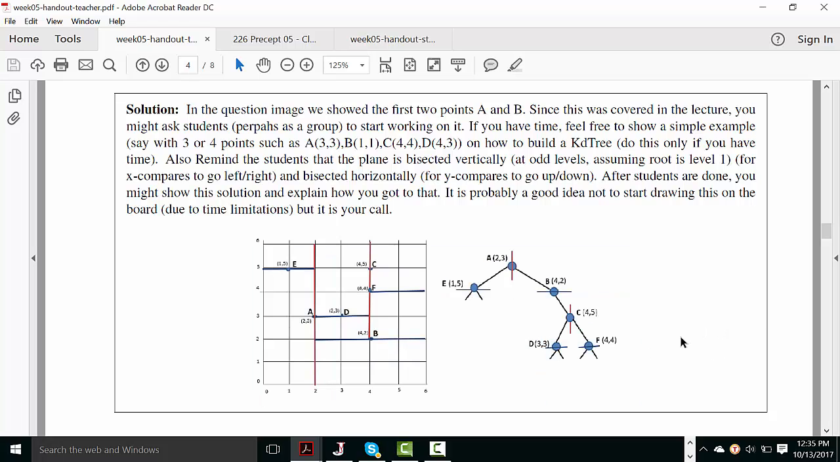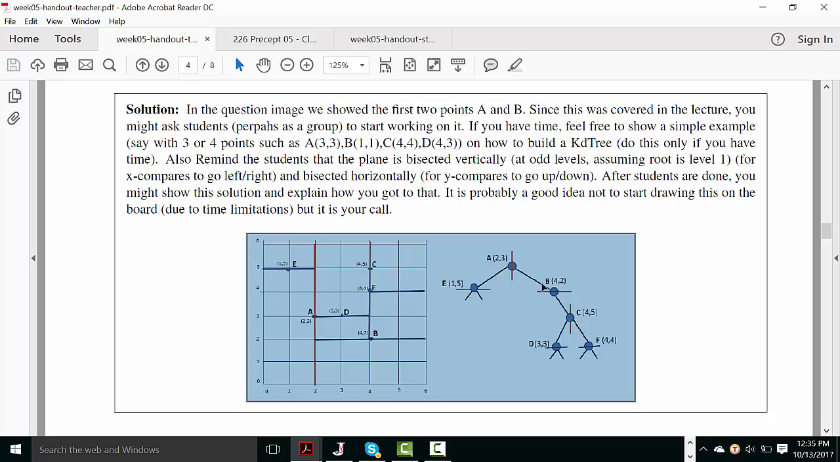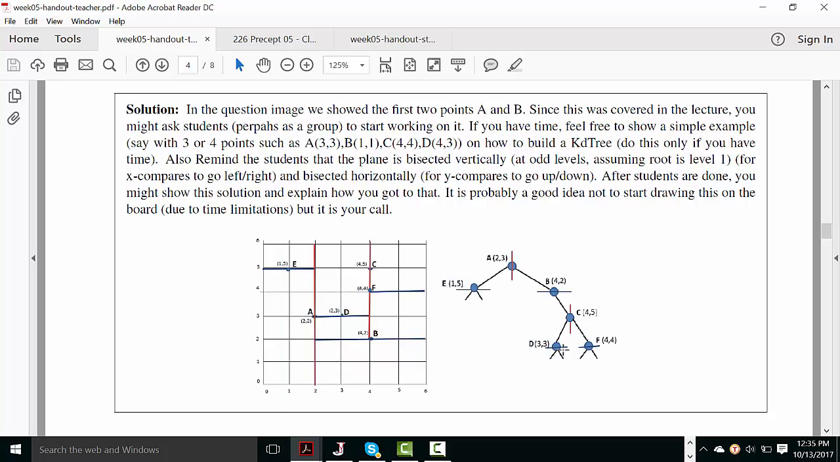And now comes D. When D comes, first we compare by the x-coordinate. The x-coordinate of D is 3, so we go to the right of A. Then we compare by the y-coordinate. The y-coordinate of D is 3, so we go to the right of B. And then we compare by x-coordinate again. Now the x-coordinate is less than 4, and therefore we go to the left and insert D here. So what's the bounding box for D? That's going to be this part here.